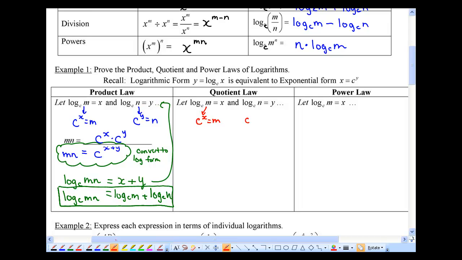The steps are the same, like what I said to you. They're the same. In this case, I want m divided by n, so that we have c to the power x divided by c to the power y, which of course, when we do exponents, we subtract. So therefore, what we have now is m over n equals c to the power x minus y. This is the expression now that I want you to change or convert to log form.